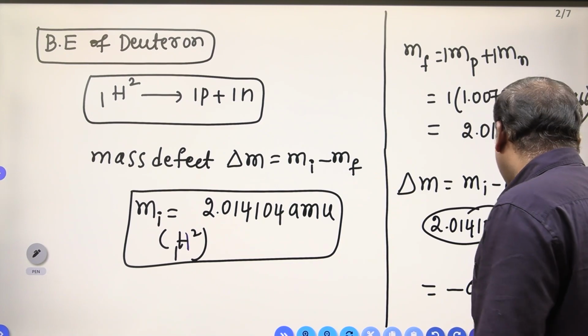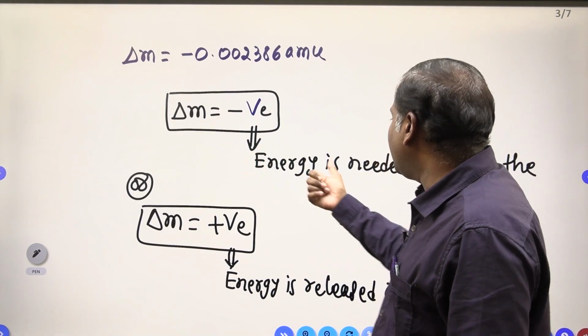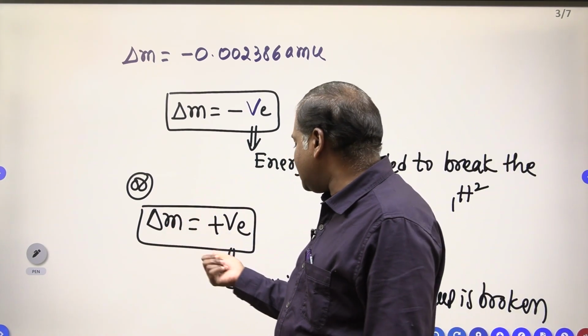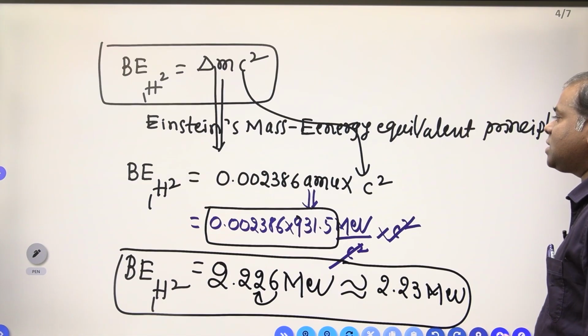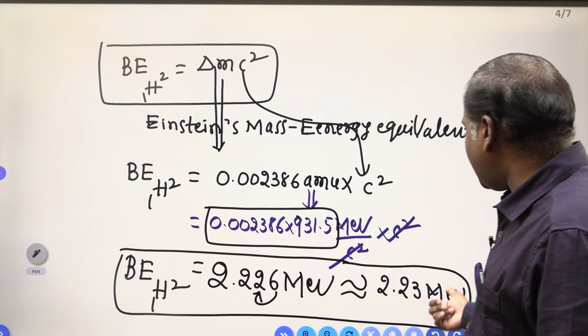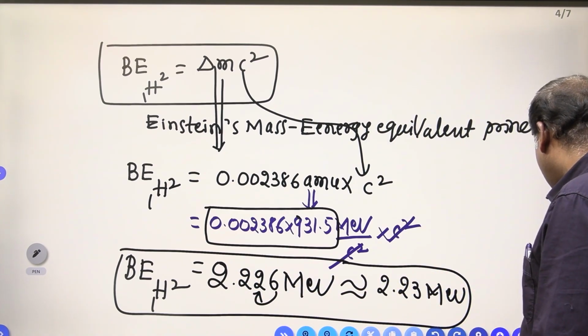How do we calculate that energy? If the mass defect is negative, energy is needed to break the nucleus. If the mass defect is positive, energy is released, the nucleus is broken, right? Now you have to see the binding energy: 2.23 mega electron volt. Now we have to discuss the second one.